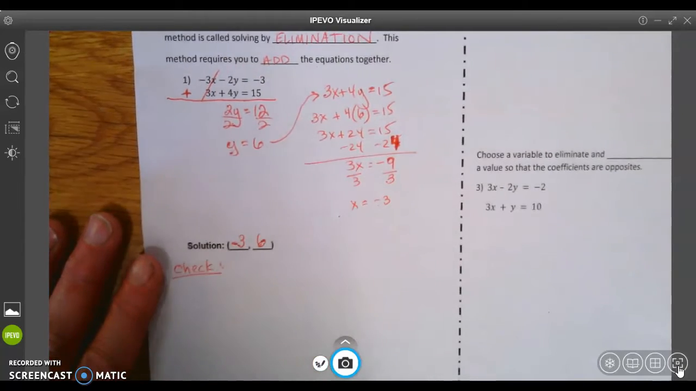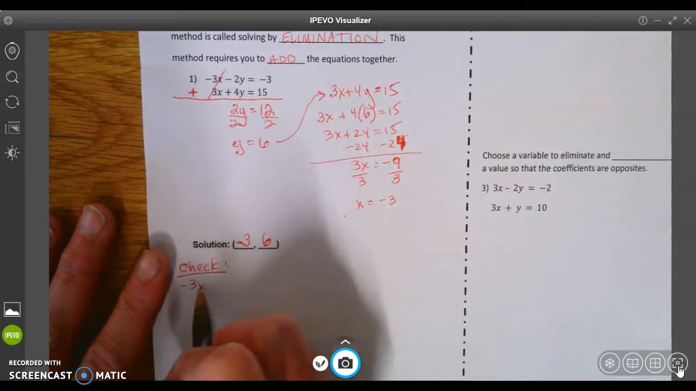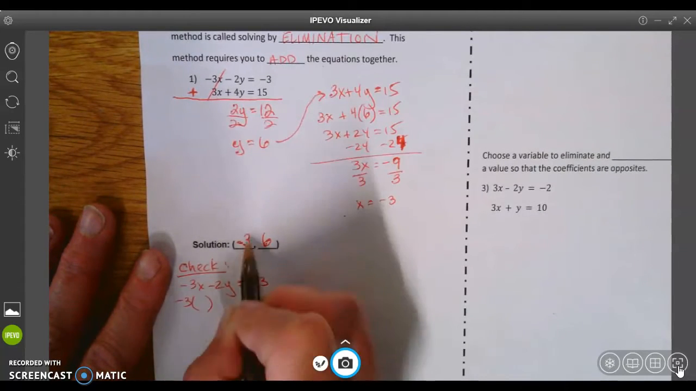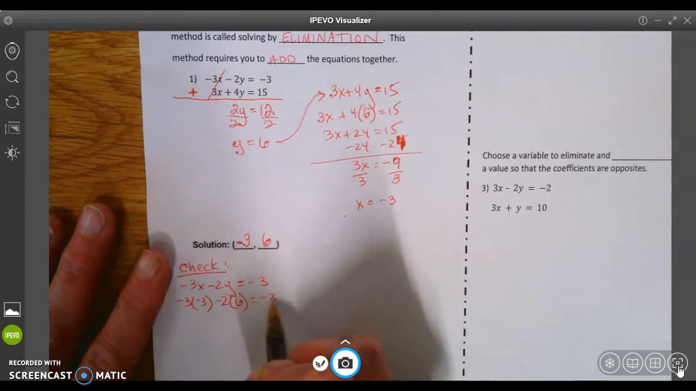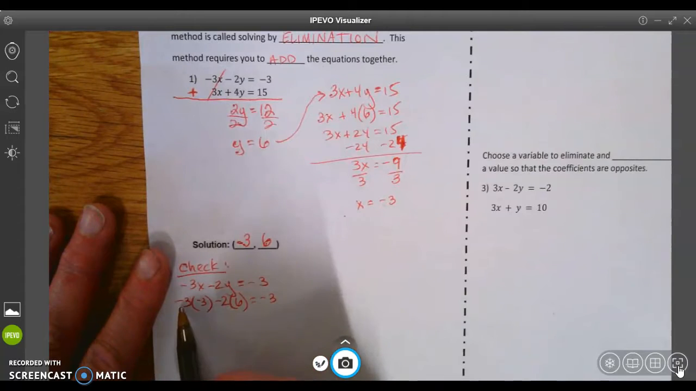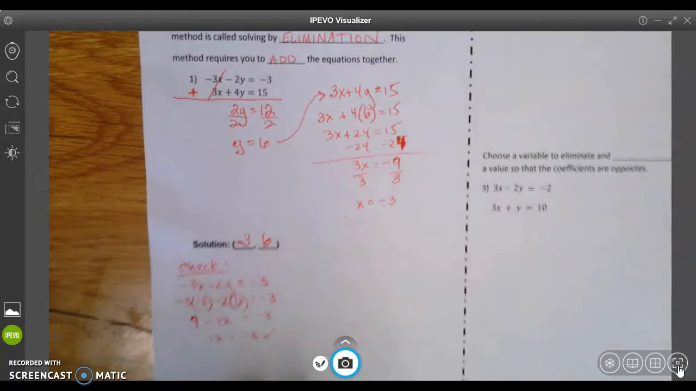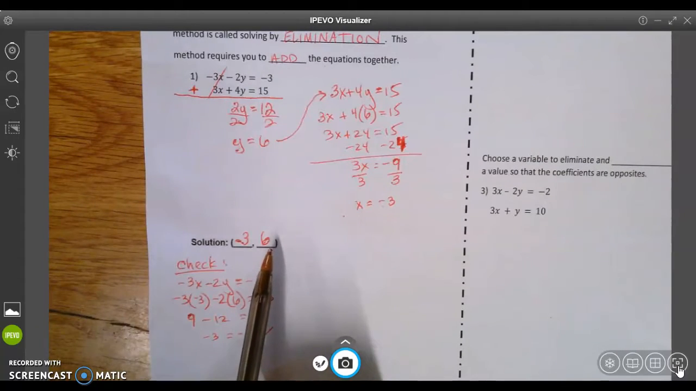So once again, you will always do a written check. Written checks are always the same. We copy the original equation. We sub in the values that we found. We found x is supposed to be negative 3, y is supposed to be 6. So if we follow order of operations, negative times negative, negative times positive, and we finish up doing a little more arithmetic, we agree that that equation balances out with those x and y values only.